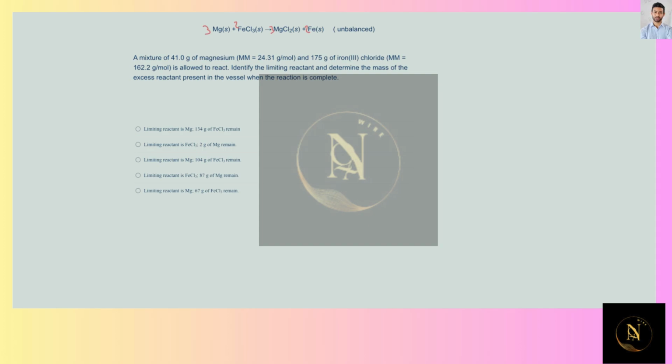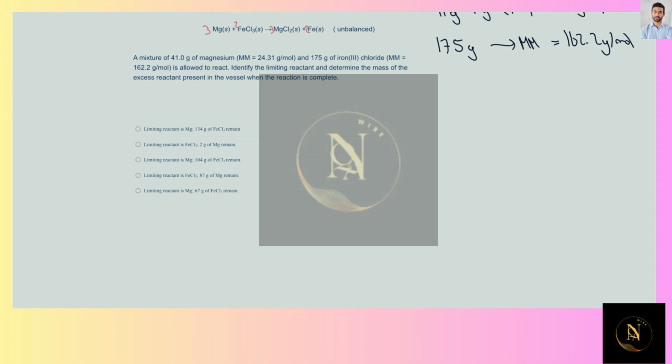We're told that we have a mixture of 41 grams of magnesium with a molar mass of 24.31 grams per mole and 175 grams of iron chloride, which is going to have a molar mass of 162.2 grams per mole. We want to identify which one is going to be the limiting reagent and determine the mass of the excess reactant present in the vessel when the reaction is complete.